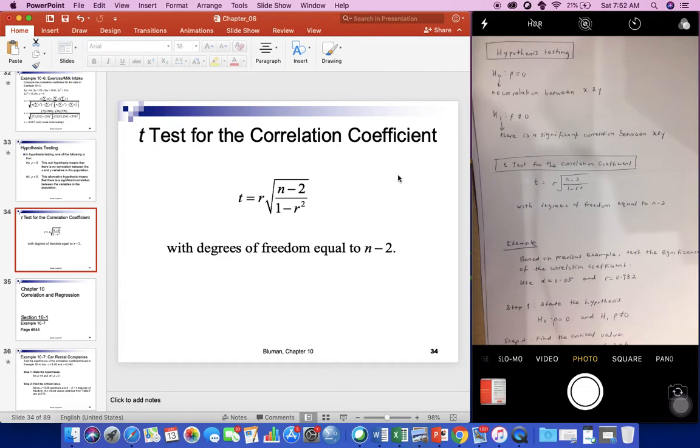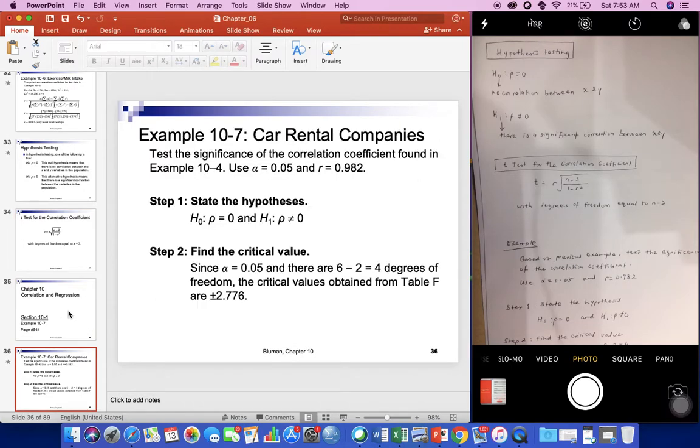The formula for the t-test is t equal to R, where R is the relationship, times the square root of n minus 2, divided by 1 minus R to the power of 2. n is the number of variables. The degree of freedom is equal to n minus 2. So if the question asks for the degree of freedom, we just take the value of n minus 2. Okay, let's see the example.